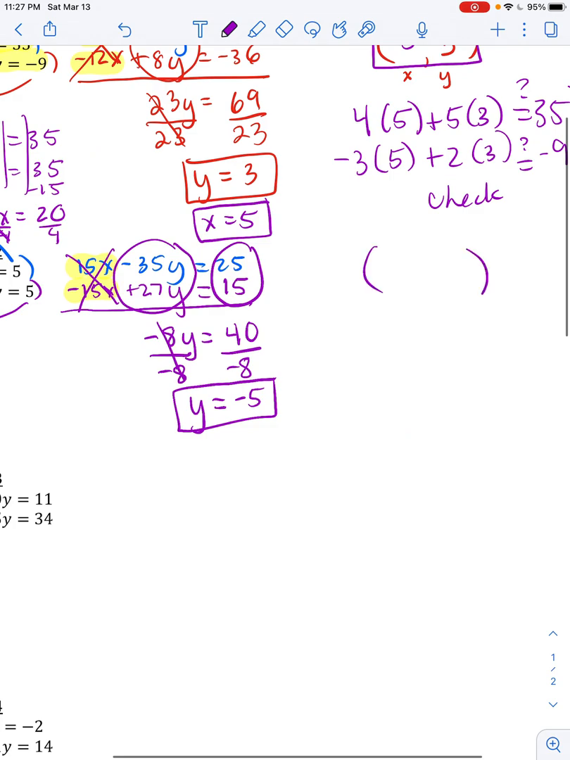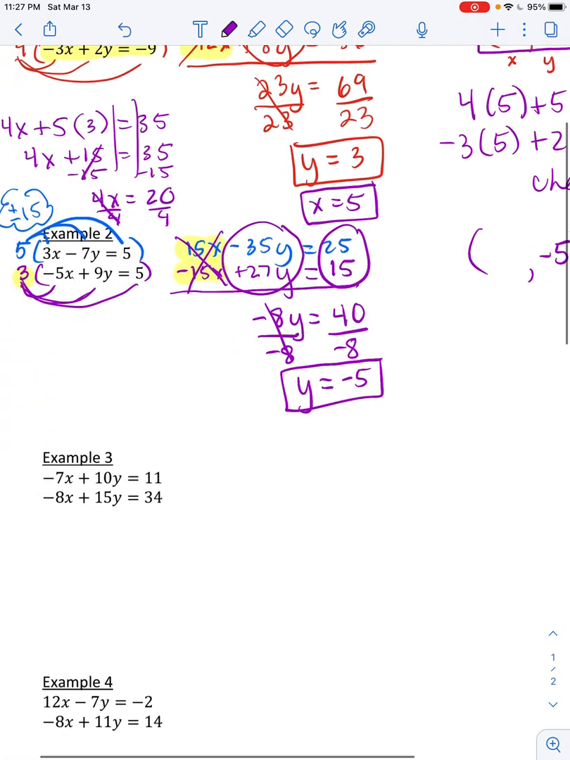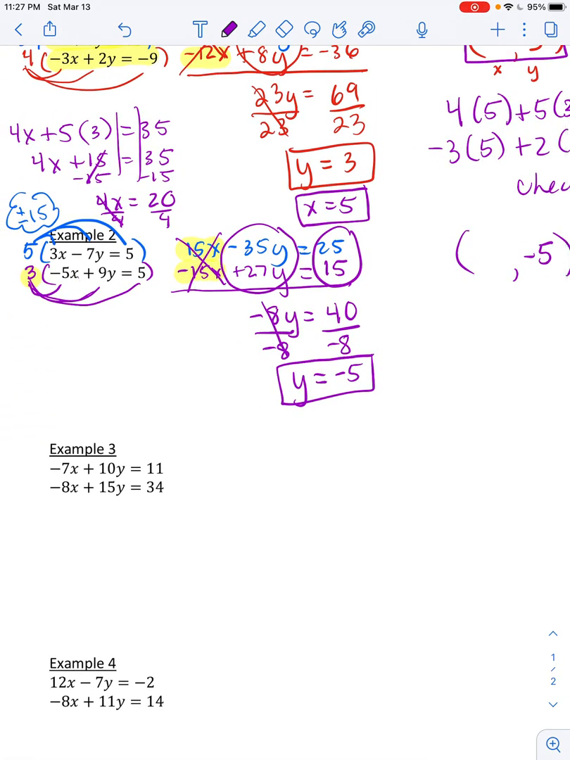Awesome. Put it in for the y coordinate. And now when I go to try to find x, I make sure that I pick whichever one I want, but I have to make sure I put in the -5 for y. I'm going to use the top one. 3 times x minus 7 times what we just got for y has to equal 5. Be careful here. These negatives are going to multiply together and cancel out to become positive.